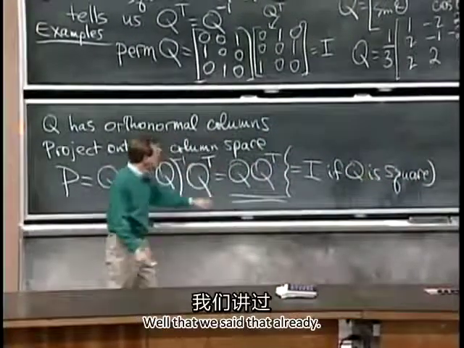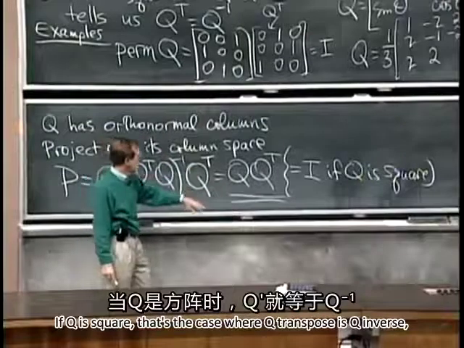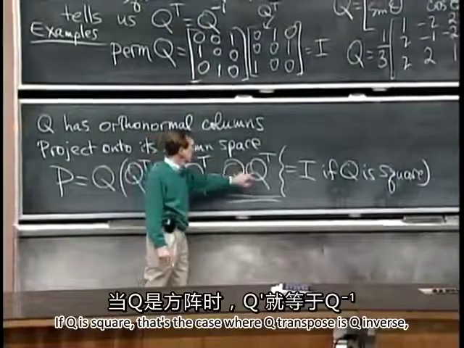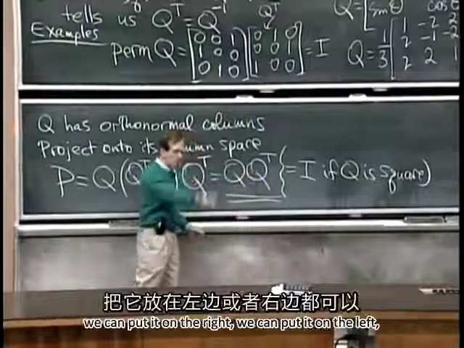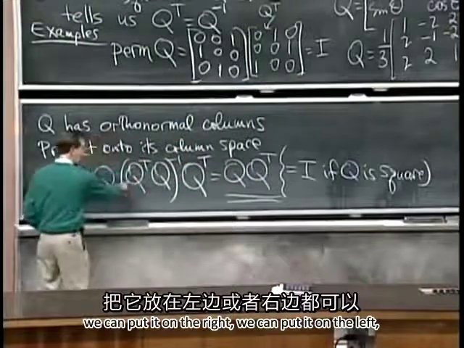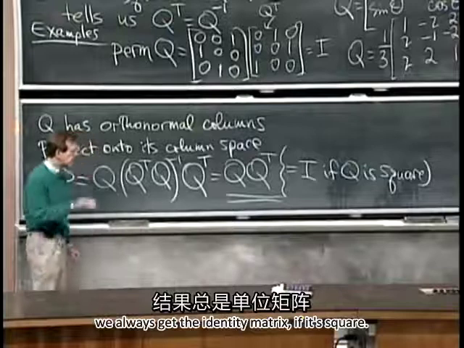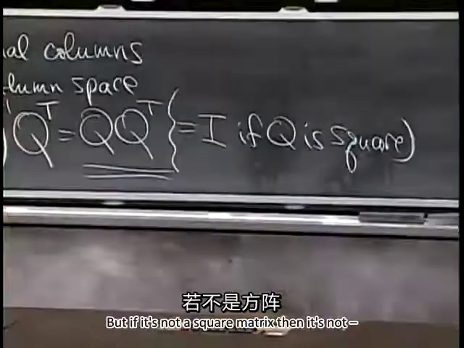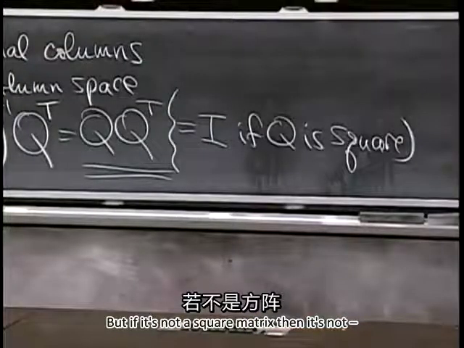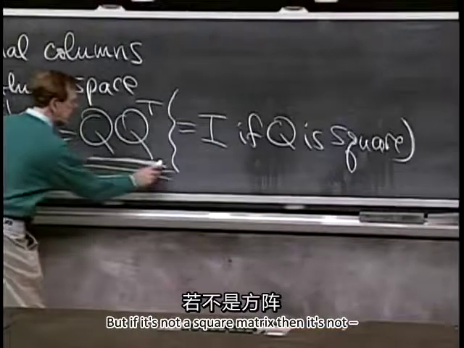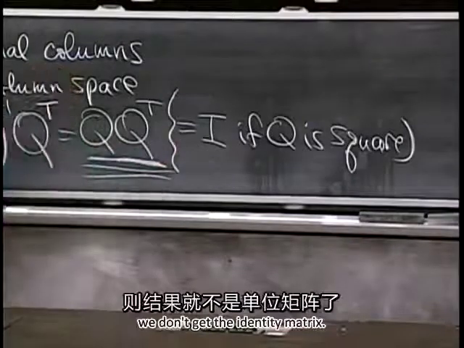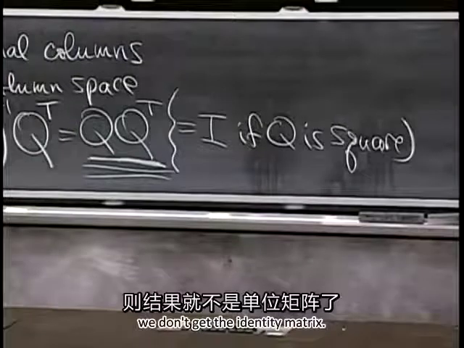Well, we said that already. If Q is square, that's the case where Q transpose is Q inverse. We can put it on the right, we can put it on the left. We always get the identity matrix if it's square. But if it's not a square matrix, then we don't get the identity matrix.